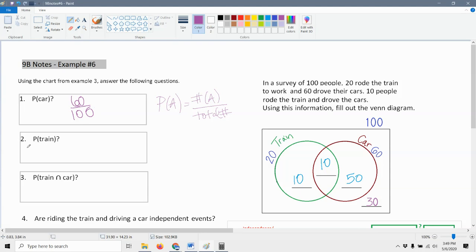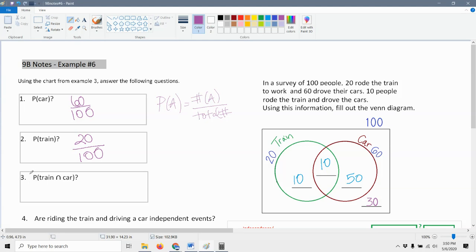Okay. Part 2 wants to know what's the probability of someone in our sample space taking the train to work. And guys, that's the same idea. A lot of people want to put that number. But all the train people is everyone in that green circle. And that's why I like to put that train total on the outside, because it includes people who just took the train, but also the car people who took the train. So there's our train total. Okay, so the number in the train category, that's 20. And then our total number of possible outcomes, again, that's our big total.